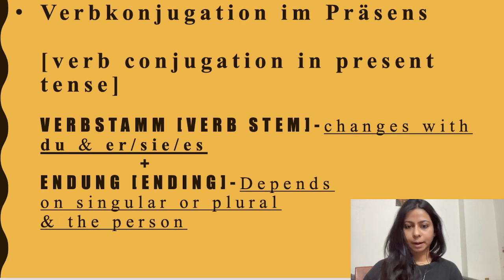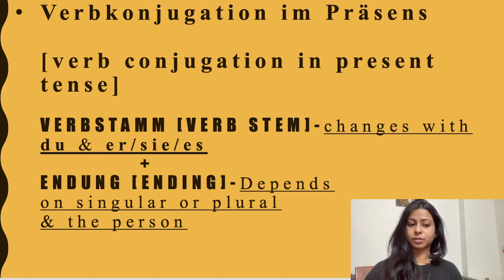So verb stem, जिसको हम verb stem बोलते हैं, changes with du and er/sie/es. We learned the structure of the sentence in your previous lesson. In one of the videos I have already covered the sentence structure, in which I have talked about the verb stem, the ending, and everything. So again, go and watch that video.